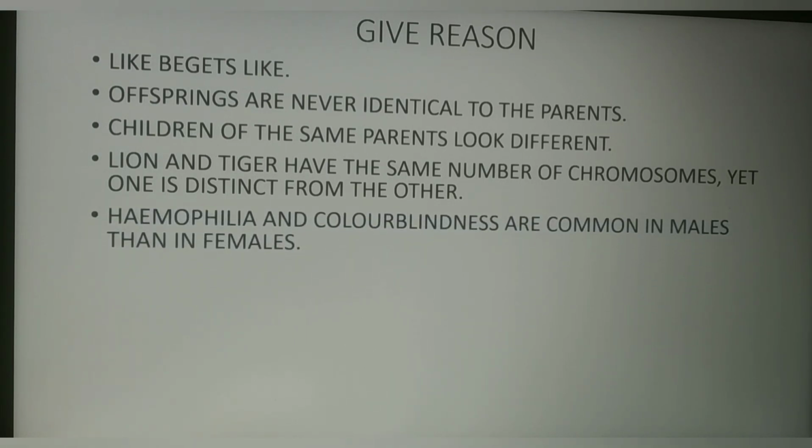Hemophilia and color blindness are common in males than in females, because hemophilia and color blindness are due to recessive genes located on the X chromosomes. And since males have only one X chromosome, and if that gene is located on that particular X chromosome, he will exhibit the disease. But since females have two X chromosomes, for her to exhibit the disease, the gene for hemophilia or color blindness should be present on both the X chromosomes. If the gene is located only on one X chromosome, she is just a carrier.